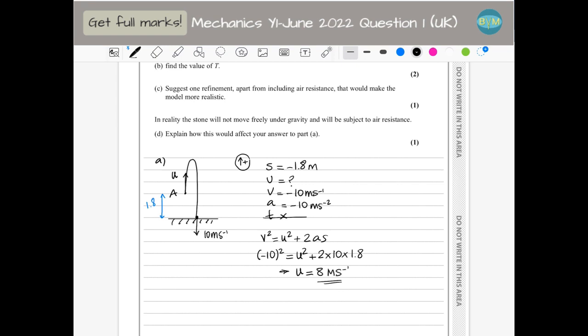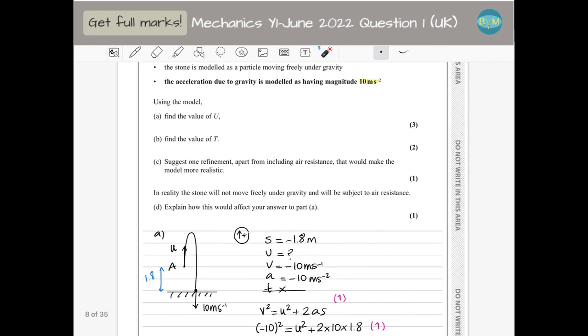So this is the first one. The marks are for using SUVAT equations, so for the correct method. The other one is for substituting correctly in the equation with the signs and everything correct. And the last one is for the answer.